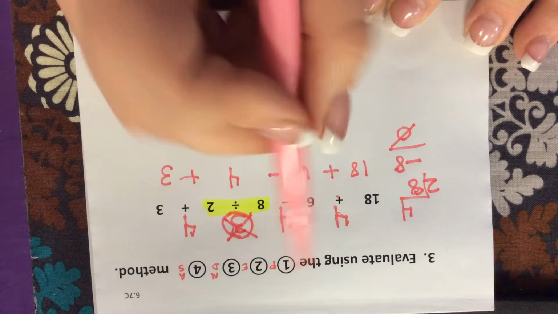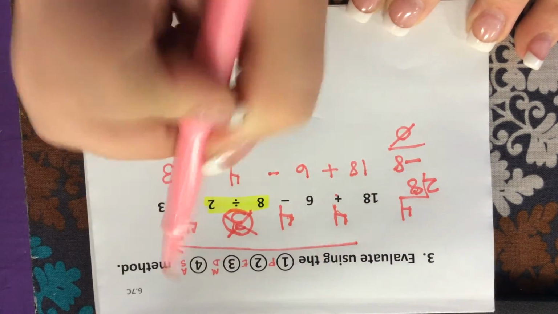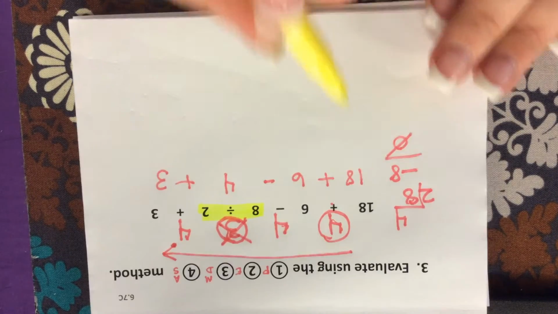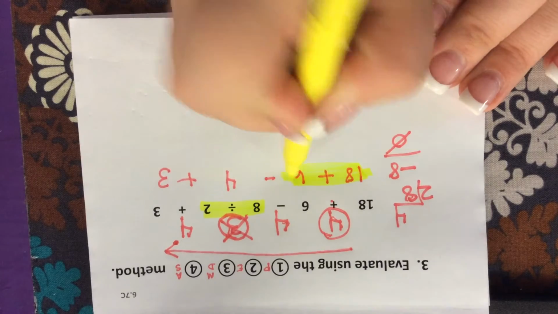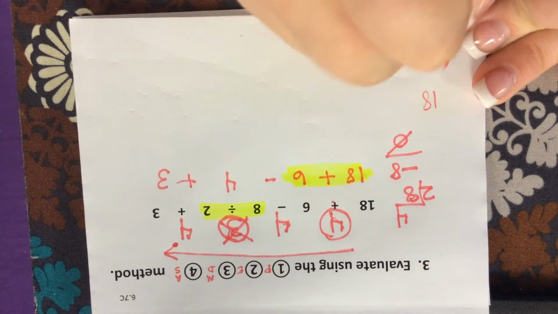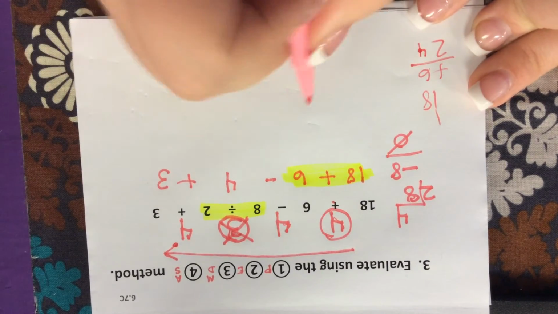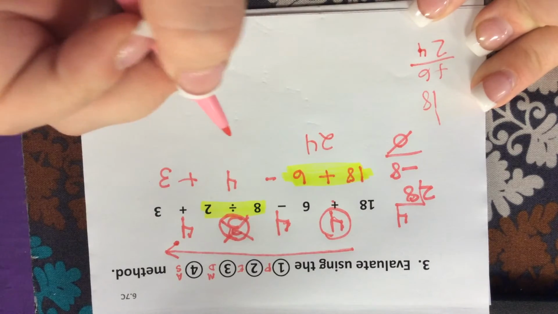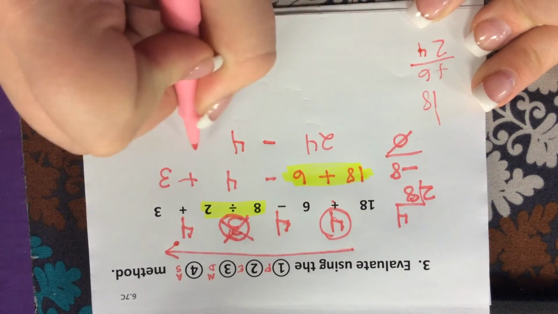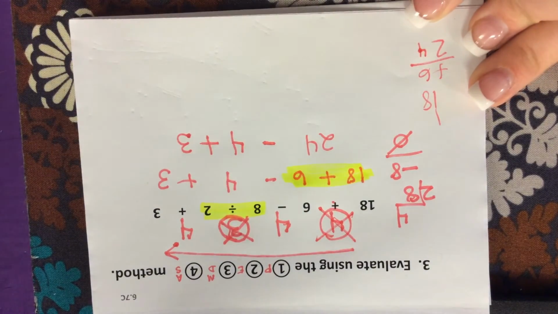There's no more step 3s, so I'm going to make sure that I work all my step 4s from left to right, starting right here. We're going to start with 18 plus 6. 18 plus 6 is 24. And now that you've done that step, you need to bring the rest down. Minus 4 plus 3. And we're done.